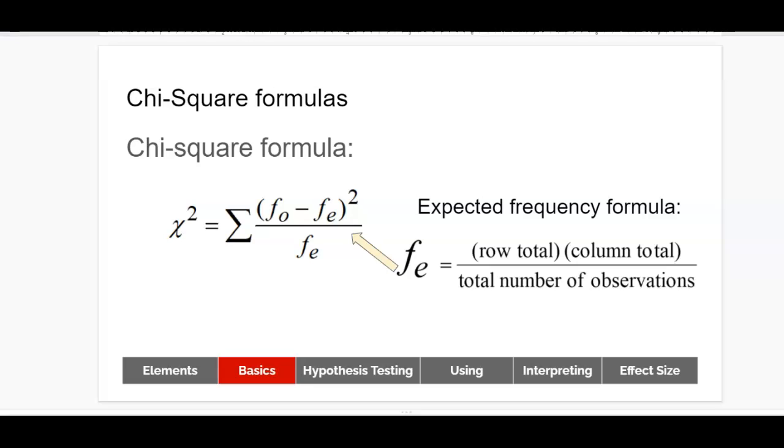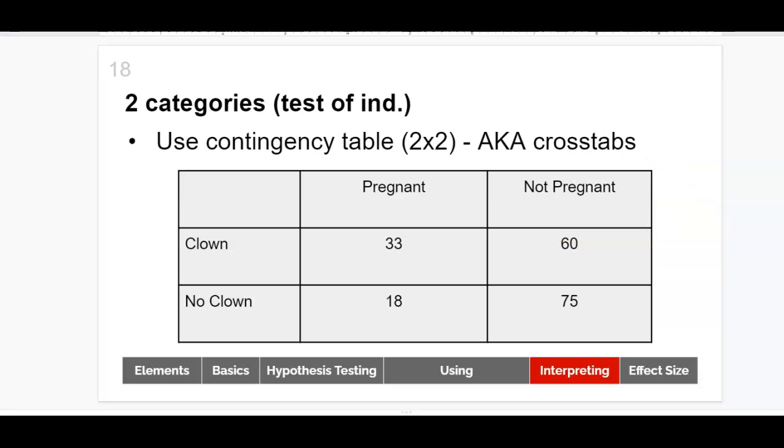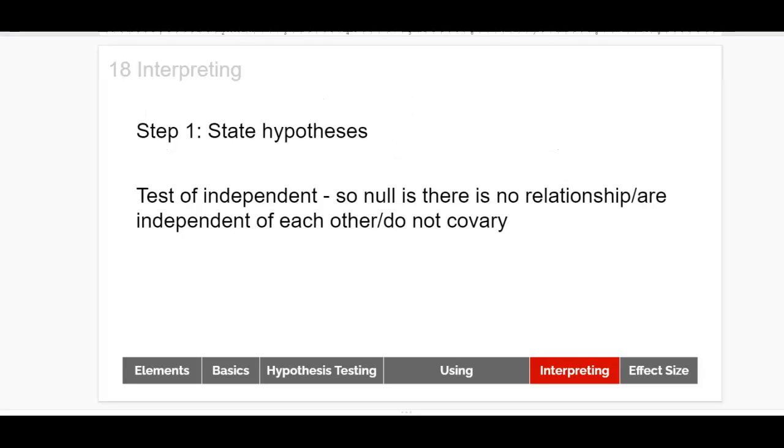So let's go through this formula and the steps, including exploring some things about effect size. If you go to slide 24, you'll see we started off with the setup. This is a 2x2, two variables, and each variable has two outcomes, and we're looking at frequency counts. So we went ahead and collected our data. We then would set up our null hypothesis.